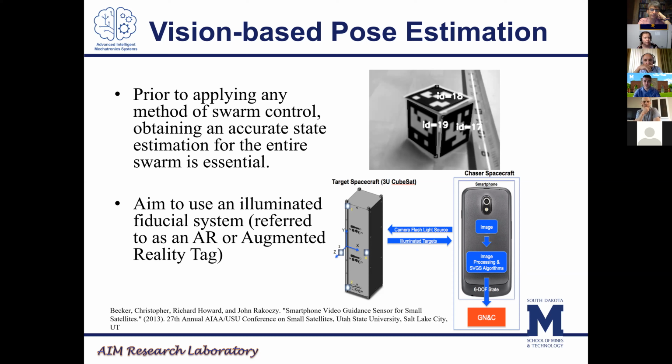And these tags are basically a black square with a bunch of black and white square pixels inside of them. And knowing the size of the black square allows you to determine the distance and the pose, and then changing the pixels on the inside allows you to change the ID of the tag. So we can have each CubeSat have one of these tags on each face and be able to identify its rotation fully, as well as being able to identify 10 or 20 different CubeSats very easily from one another.